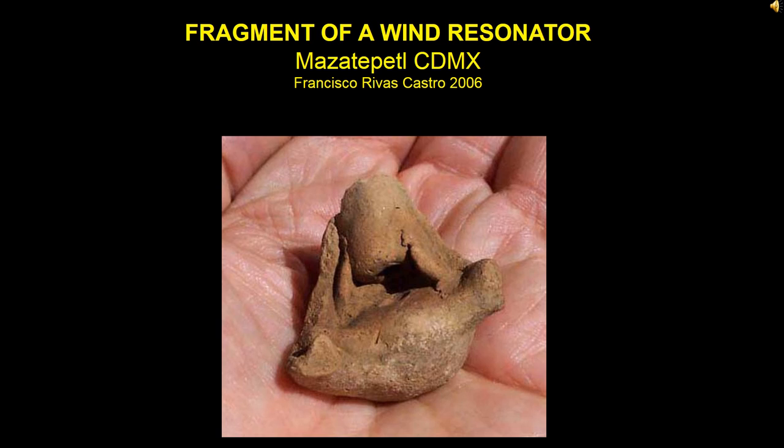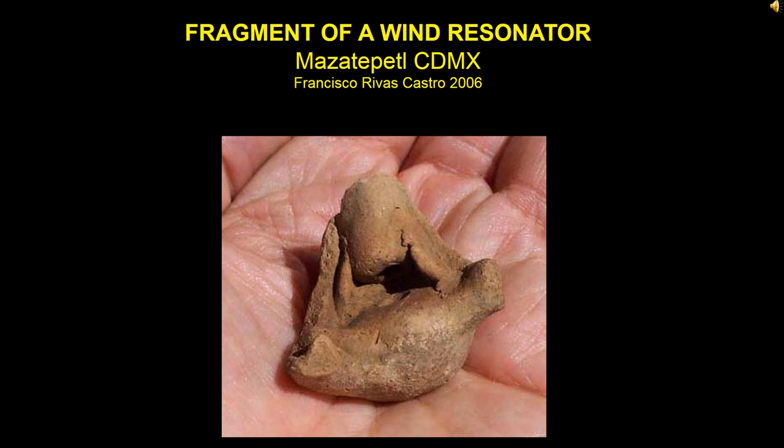The results of the study were presented in several national and international academic forums that were interested in them. The fragment is important because it shows the internal structure of the sonorous chamber without the need for an X-ray or a CT scan, because its decorative face had been broken.